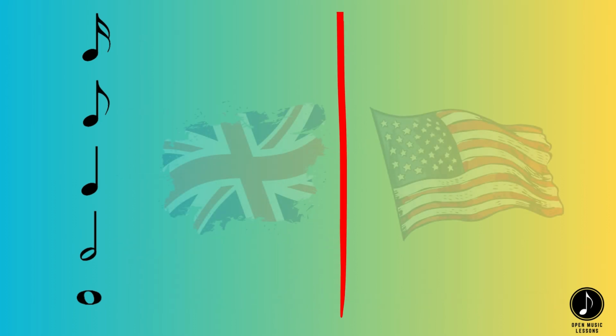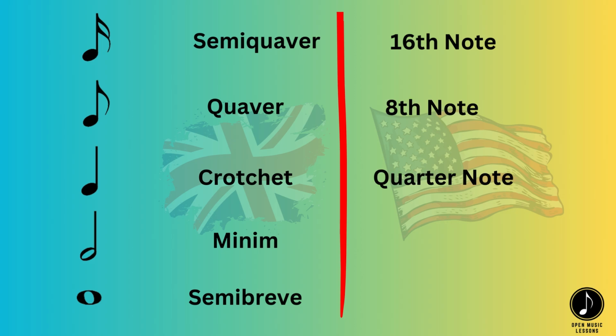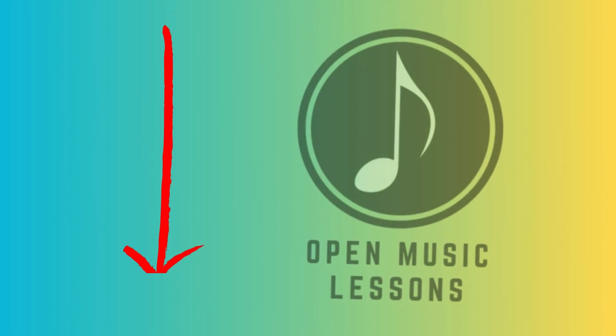In British English, these are semiquaver, quaver, crotchet, minim, and semibreve. In American terminology, they are 16th note, 8th note, quarter note, half note, and whole note. Let's look at how these notes sound in a piece of music.